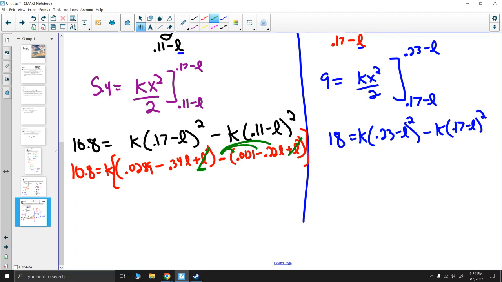0.0289 minus 0.0121. So we have 10.8 is equal to k times this minus that, which gives us 0.0168. So those are taken care of. And we have negative 0.34 plus 0.22, which is going to be minus 0.12L. All right, I guess I could have done that one in my head.